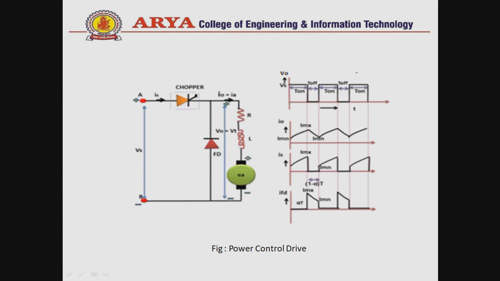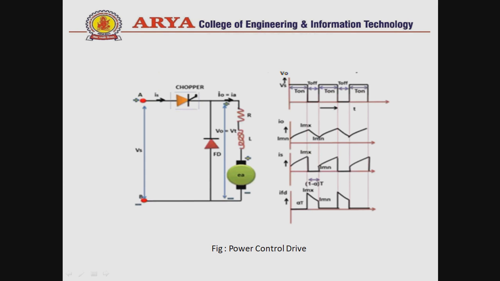When the chopper is off, then the supply is cut, and due to this the current will flow in the freewheeling diode. The freewheeling diode conducts and the armature current flows in that direction, and the output voltage will be zero because this circuit is short circuited, so the output voltage is zero.